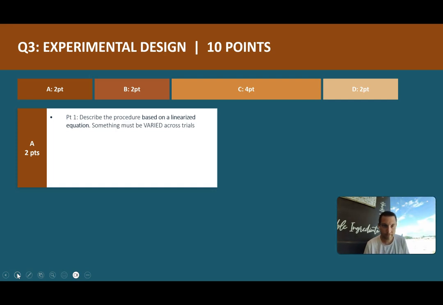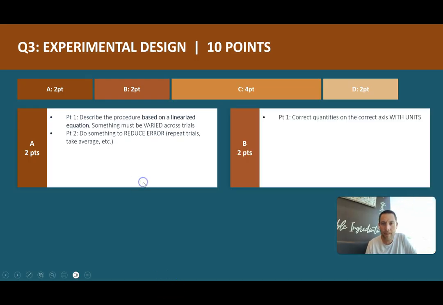Thermometer. Alright. Remember that something should be varied across your trials. That's the independent variable. For the second point, you have to do something to reduce your error. It might be repeat trials. It might be taking repeated measurements. Whatever's appropriate for your experiment. We've done enough experiments that I trust you know what's appropriate.